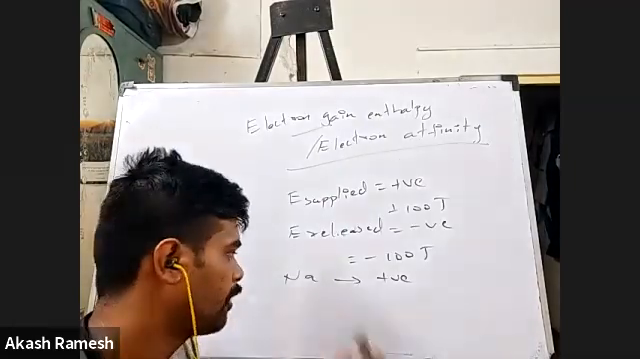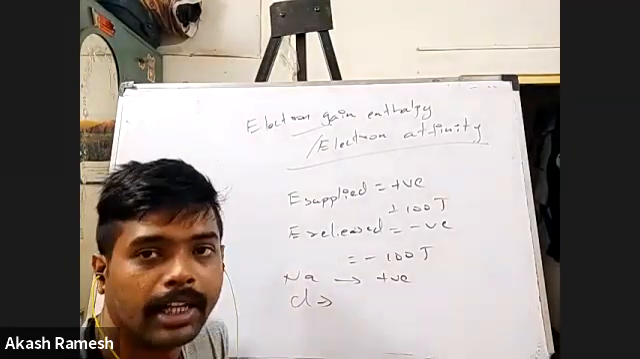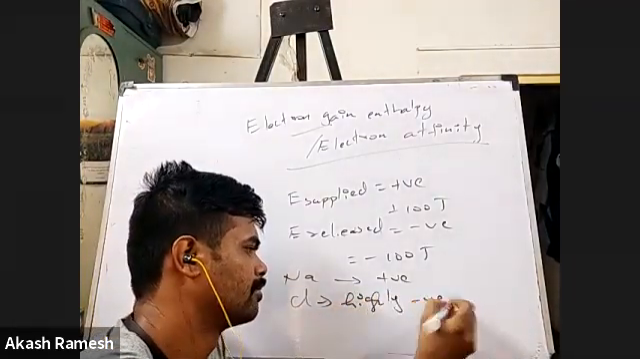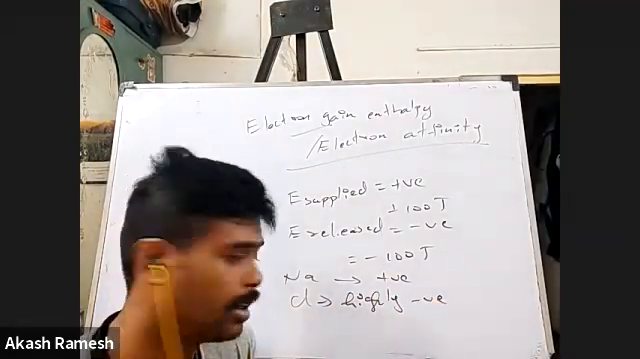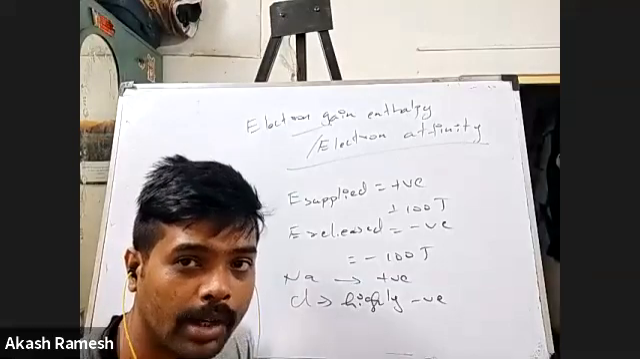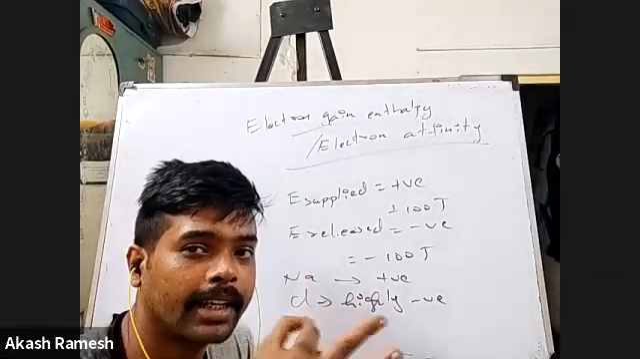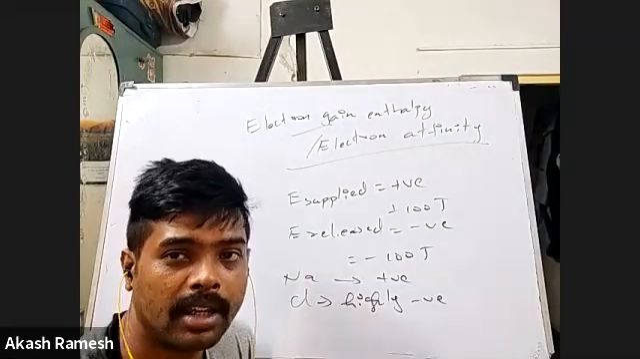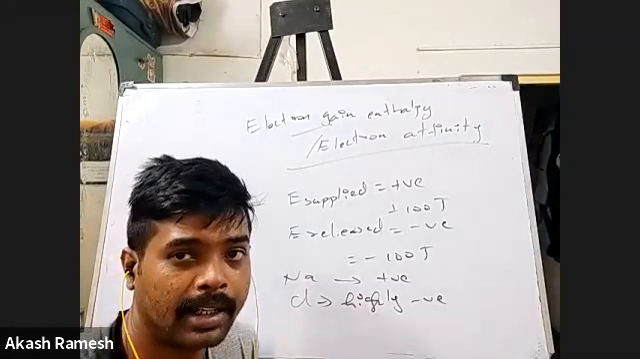But for example, for chlorine, you will see that it is a highly negative value. So what do I understand from this? If I add an electron to chlorine, that process is very, very easy, so that I don't have to supply any energy.